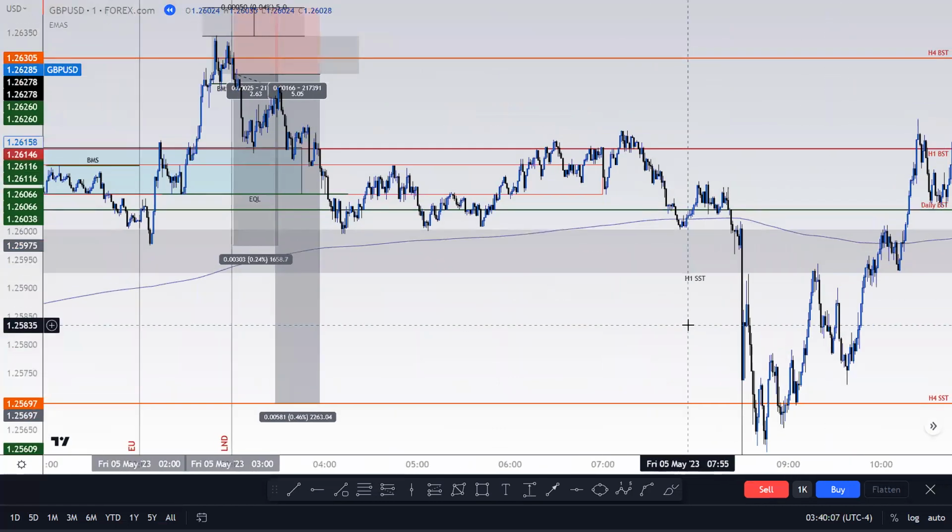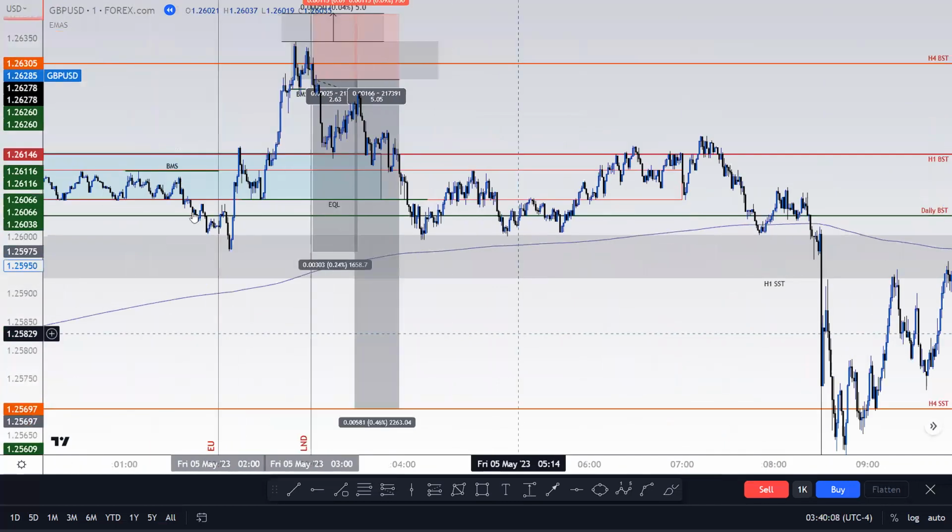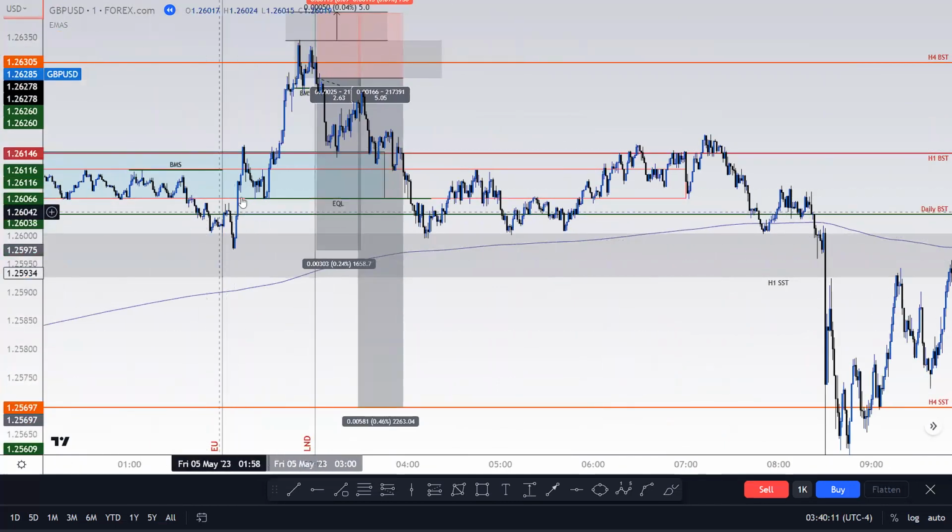So that's the Friday setup. The Friday setup was a very nice break, retest, reversal, continuation to the H4 buy side target, and then a reversal from the H4 buy side target during the London open. So that was all the setups for last week.